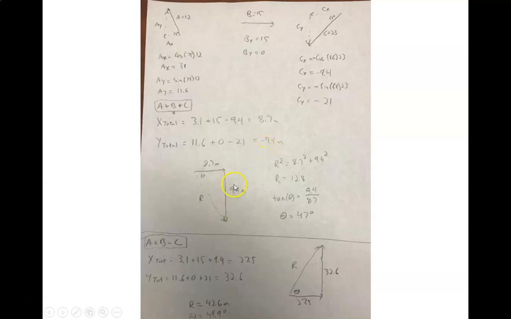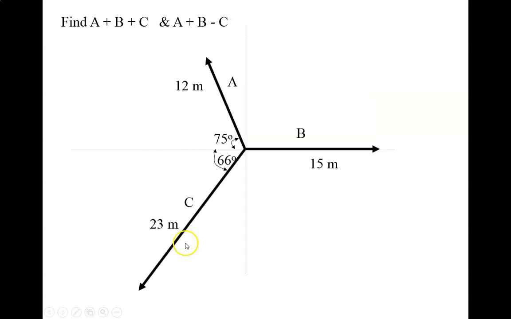It's negative. And then we use Pythagorean's theorem to figure out the r, which is 12.8, and we use inverse tangent to find theta, which is 47. Now I could have done that with 100 vectors. It just would take more time. So I can use addition by vector resolution for any number of vectors, whereas law of cosines you can only use with 2 vectors.